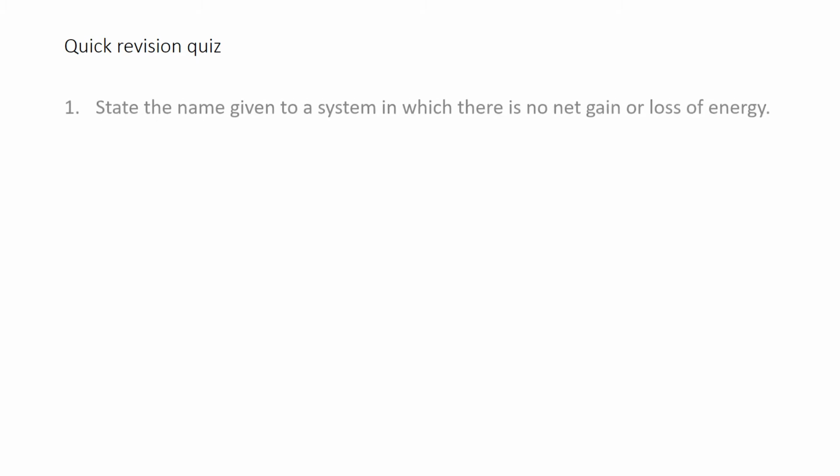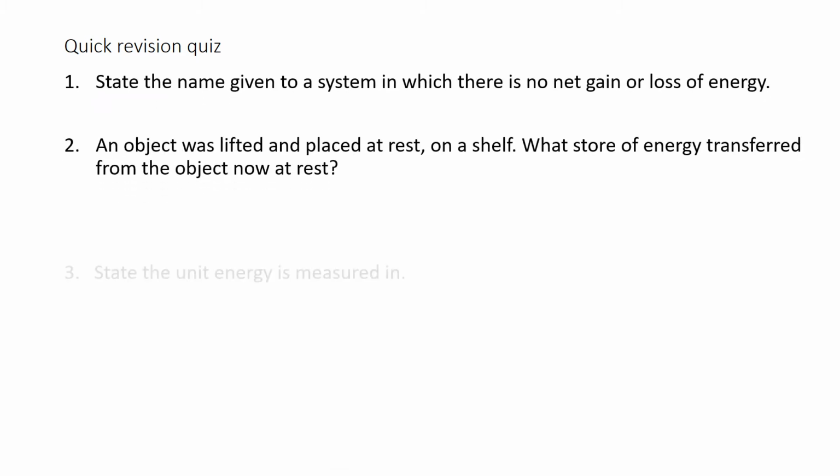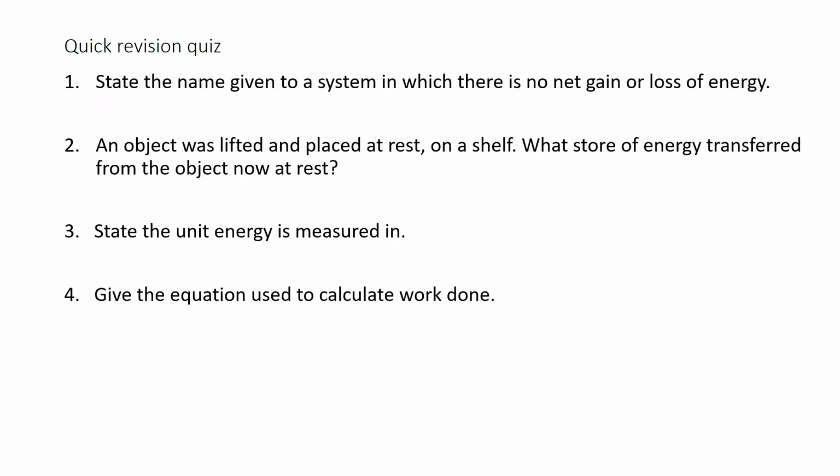So, some quick revision. If we can put these in the margin of our books, 1 to 5, just quickly pause the slide now and do the quiz for me. So, state the name given to a system where there is no net gain or loss of energy. We call that a closed system.